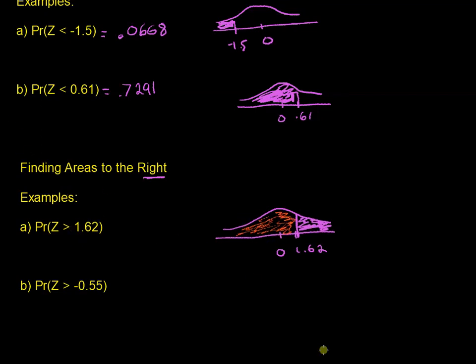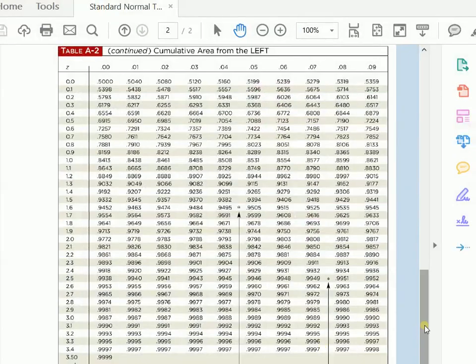Okay, so let's look at the table. Let's look up 1.62 in the table. So 1.6 and then 0.2. All right, so that's 0.9474.